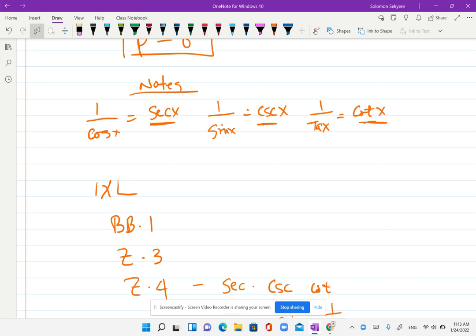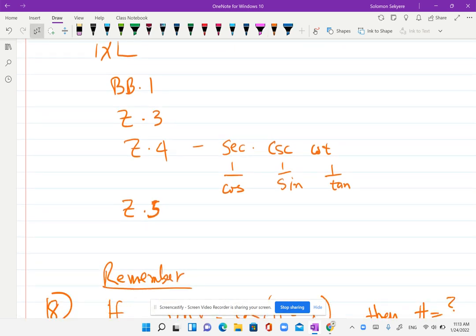Okay, notes. These are some definitions in pre-calculus or trigonometry. Now you know cosine, you know sine, you know tangent. We take the reciprocals of these to form different functions. Cosine's reciprocal is secant. So when you see secant of x, don't panic, it's just 1 over cosine x. Cosecant of x is 1 over sine x. Cotangent of x is 1 over tan x. Keep that in mind.